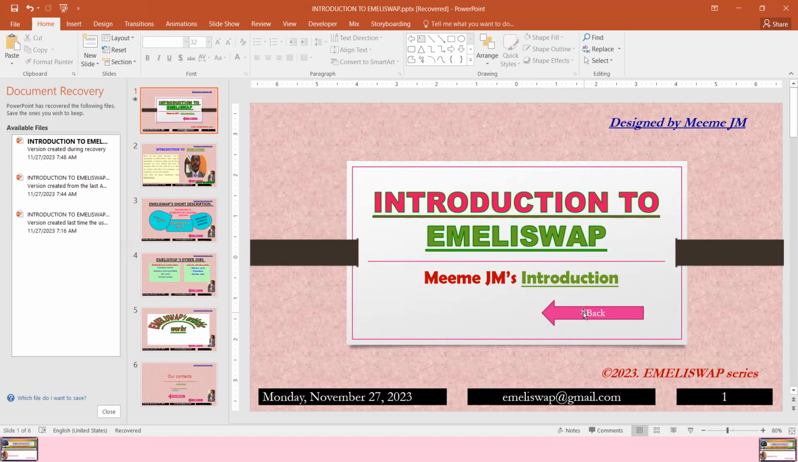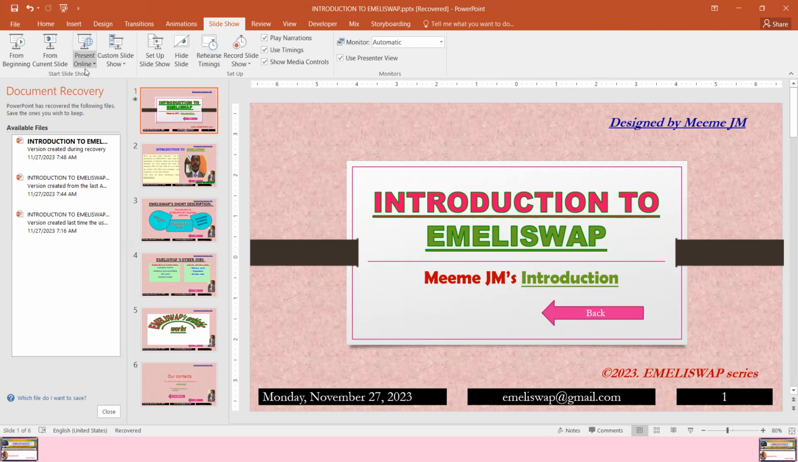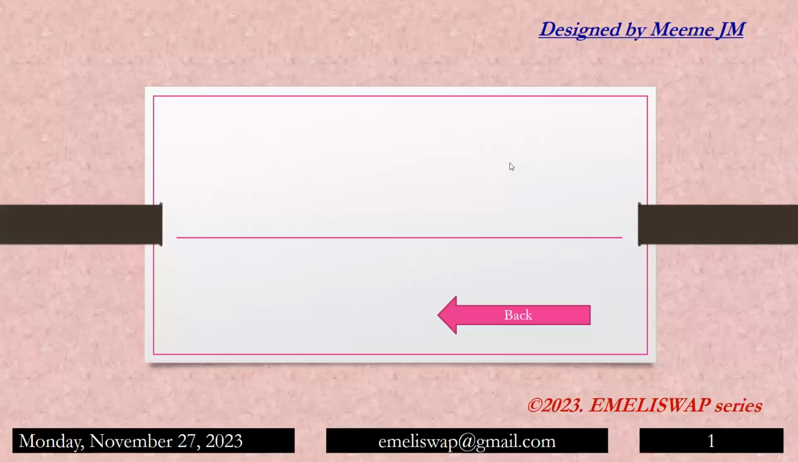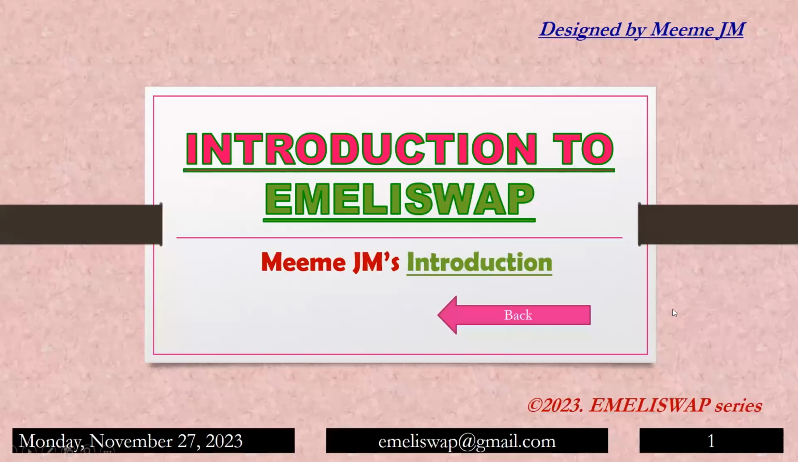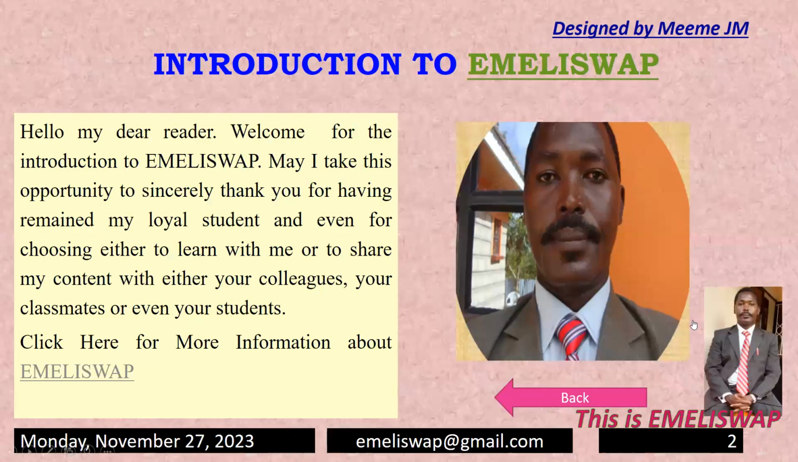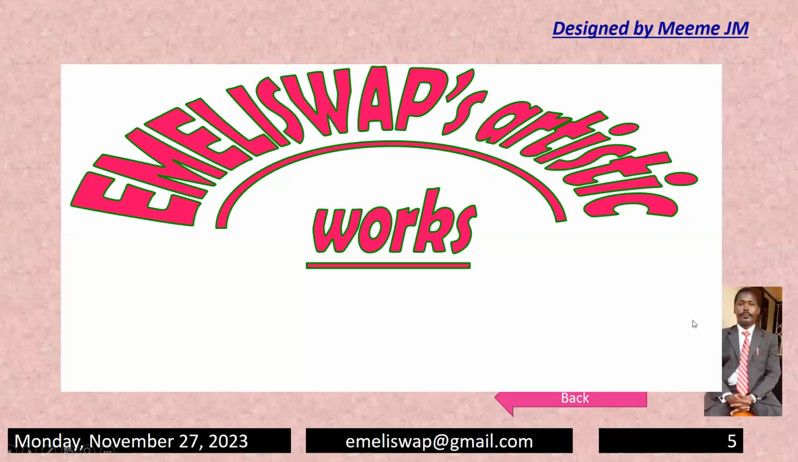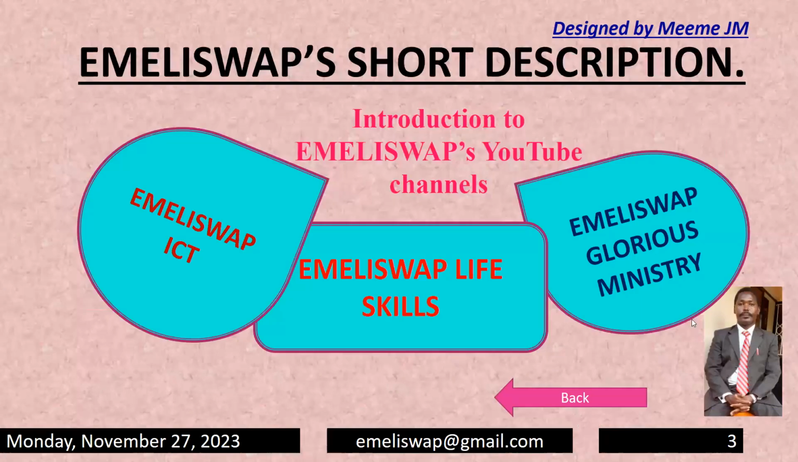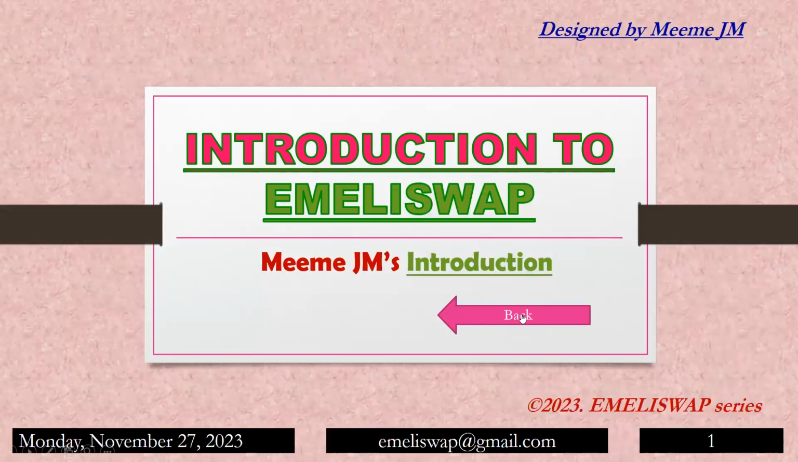But to which back is it supposed to take us? Here, this is the first slide. Let's run this slideshow and see how our action button will look like. So from the beginning, you can see that back is in each and every slide. You can see that. So let me go back to the first slide. If I click on back, you can see there's no action that the button is making. Why? We are already on the first slide.